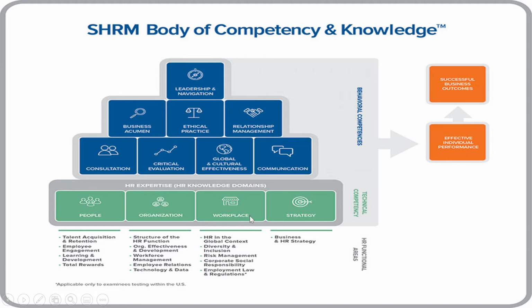Then in workplace, we have HR in the global context, diversity and inclusion, risk management, corporate social responsibility, employment laws and regulations. And in strategy, we have business and HR strategy. Then we go to this column, that is effective individual performance, and then lastly successful business outcomes. So this is the SHRM body of competency and knowledge.